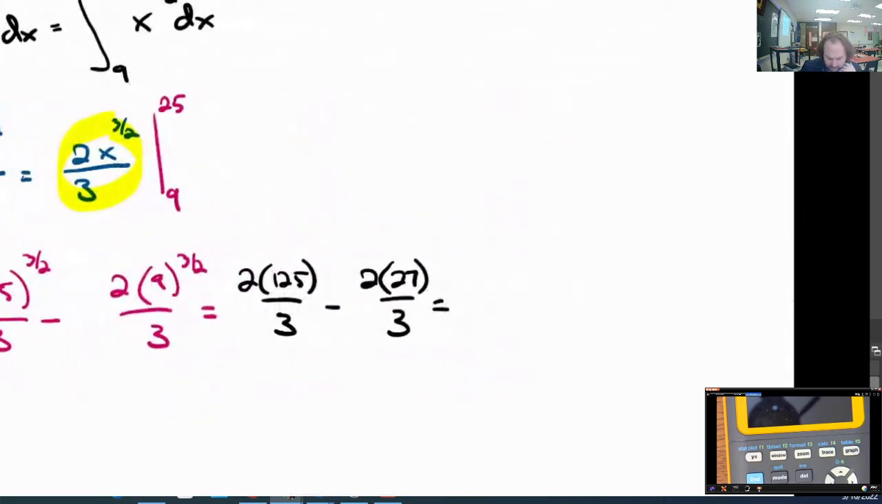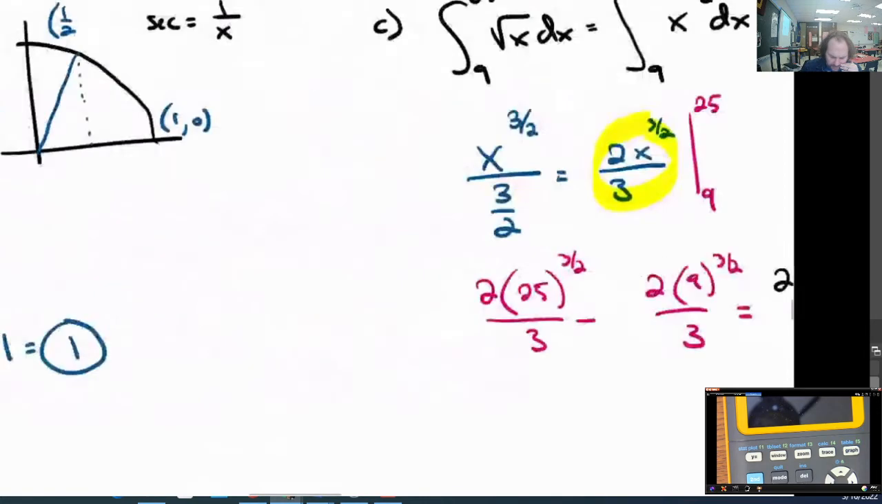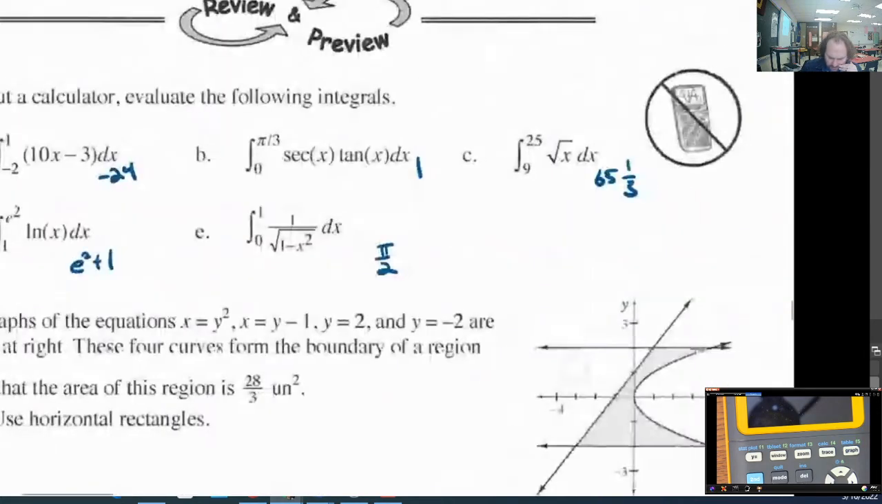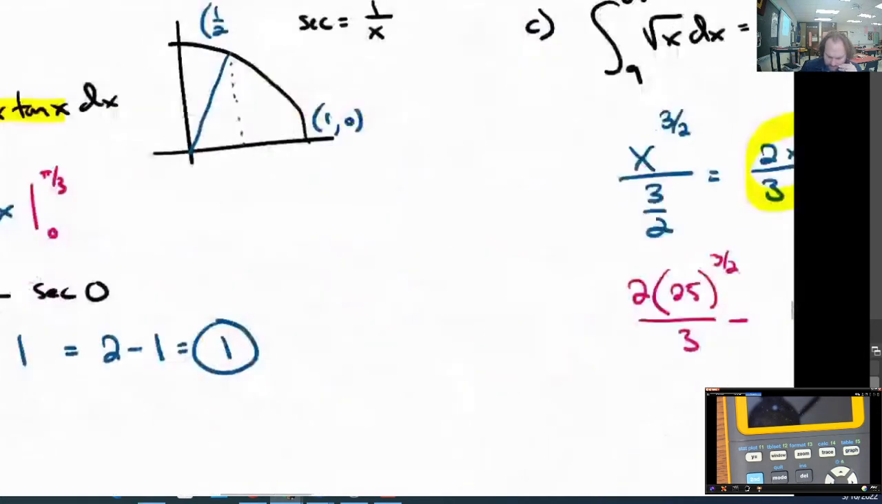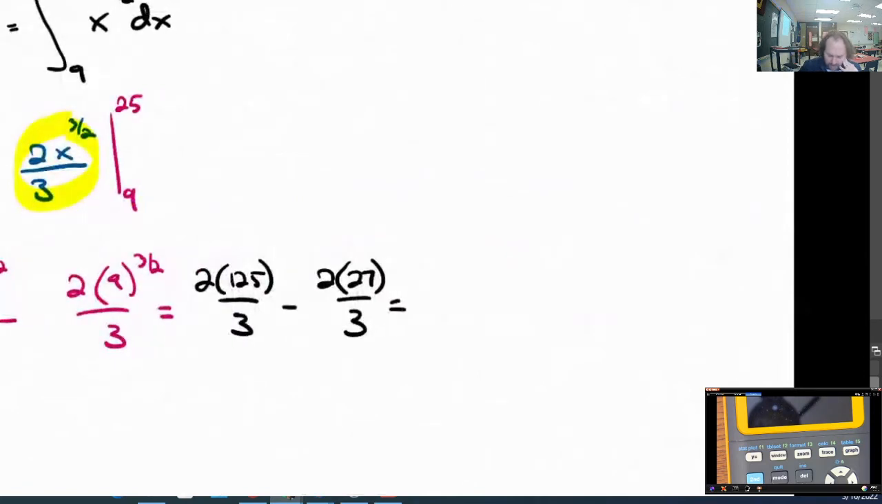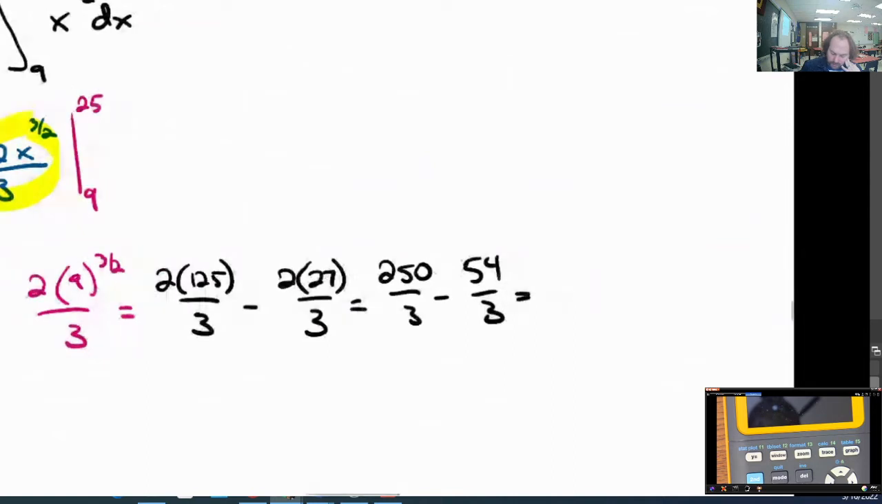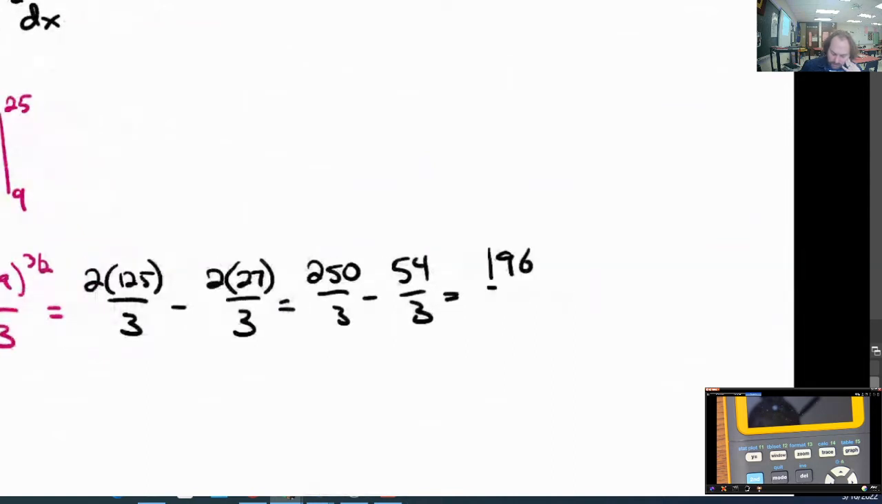So we're going to have, let's see, is there a way I can think about this better without using a calculator? Man. What did the answer say it was a minute ago? I want to make sure I'm on the right path. 65 and a 1/3. That sounds about right. I guess I'm just going to muscle it. It's 250 over 3 minus 54 over 3. And that is going to be 196 over 3. I like that answer better than the answer that they have.